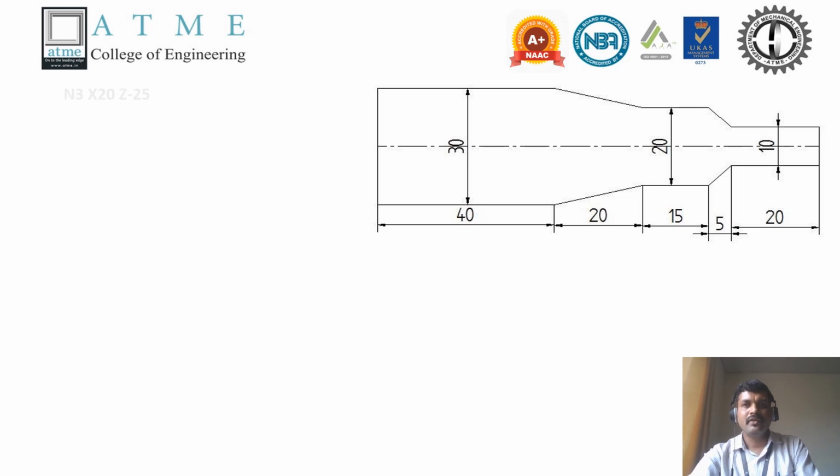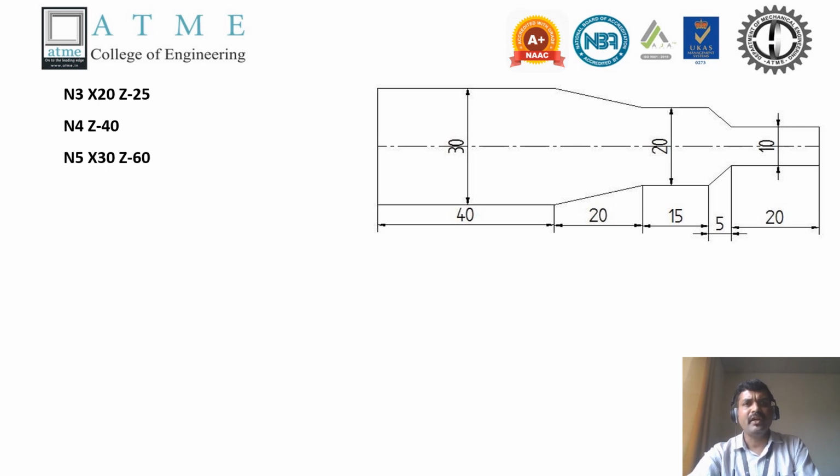Next, N3: X20. There is a change in the X value, and Z is 25. The X value is 20, and 20 plus 5 with minus gives minus 25. Next, here the X remains the same and Z is going to vary, minus 40. We can also add the X value, X20 Z minus 40, like that you can also write.